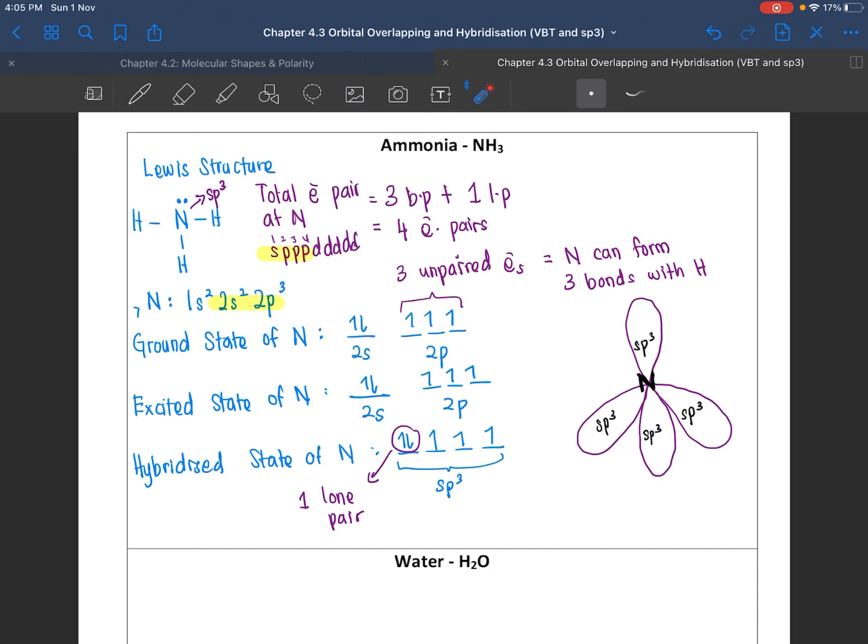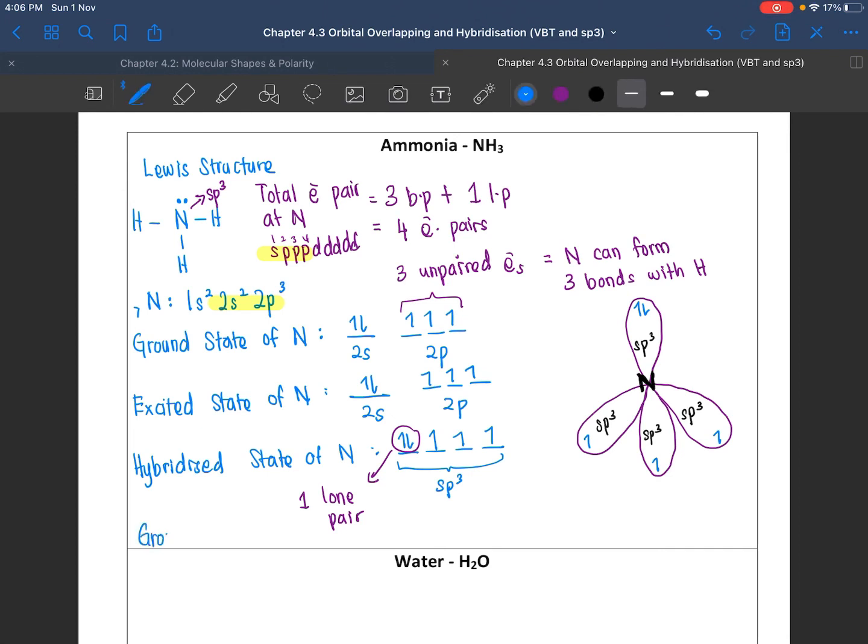Kalau shape asal dia tetrahedral, bila ada one lone pair tadi, kita dah hafal dalam VSEPR, dia akan jadi trigonal pyramidal. So, in order to make sure your shape looks like trigonal pyramidal, I would advise you to place this lone pair dekat atas ni. So, that dia nampak trigonal pyramidal tu. So, lone pair dekat atas. And yang unpaired tiga lagi ni, letaklah di tiga lobe tu. Okay, so one. Okay, and since this nitrogen bonded with hydrogen, so hydrogen punya ground state kita kena tulis juga.